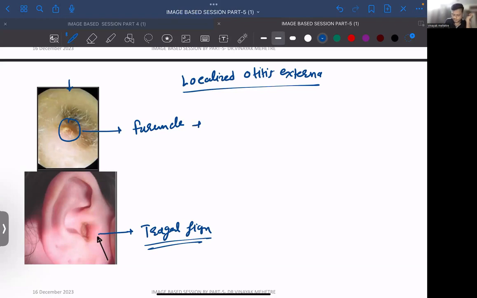It is a furuncle. Most common cause of furunculosis, even all over the body, anyone? Staph aureus. Okay, Staph aureus is the most common cause of furunculosis all over the body. What is happening? Pain on touching the tragus. It is called the tragal sign. Okay?